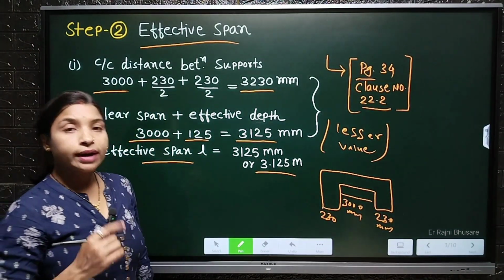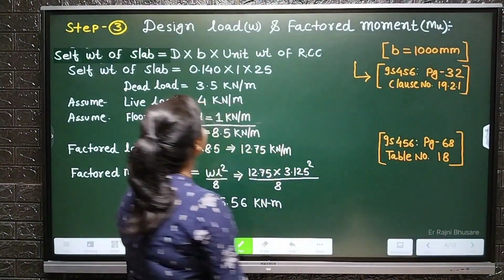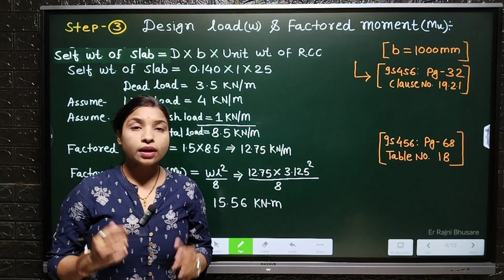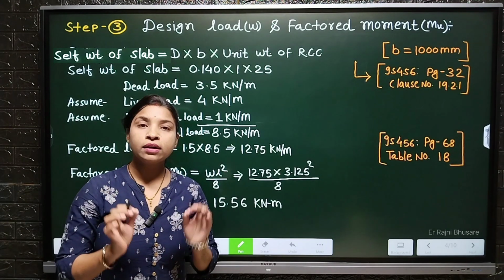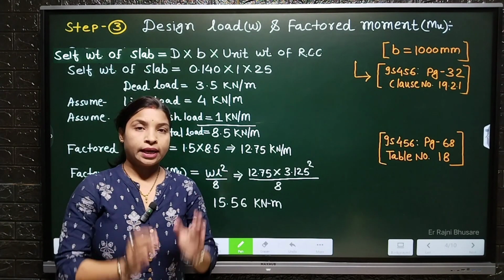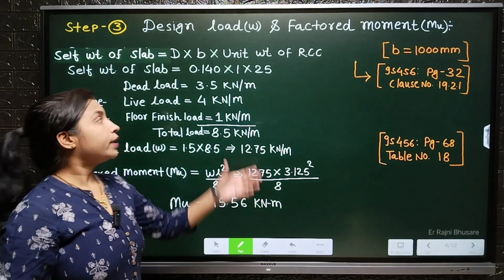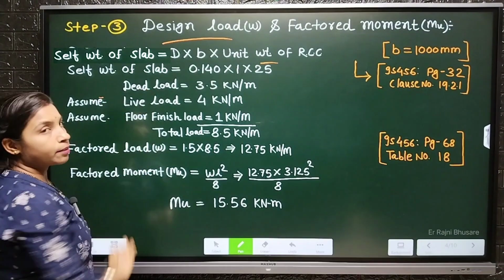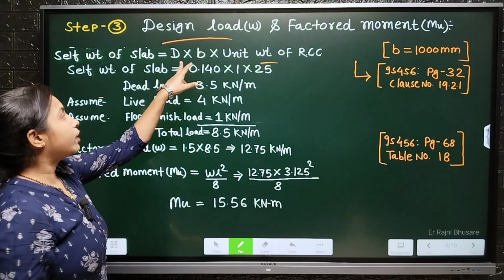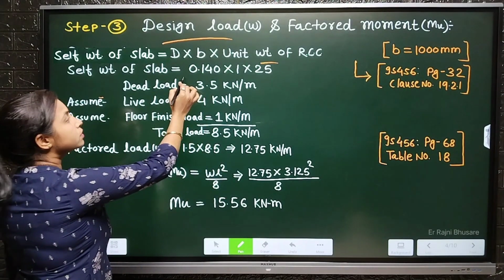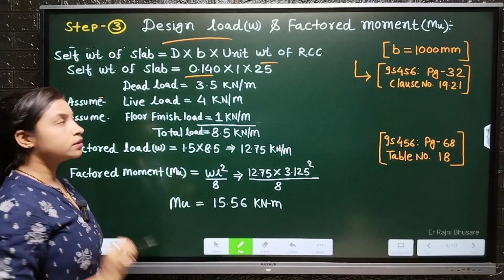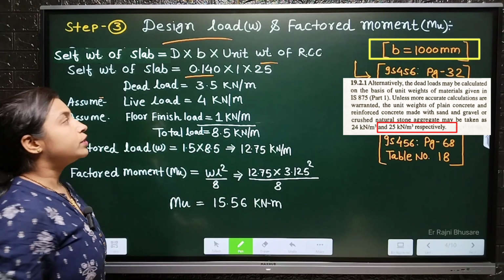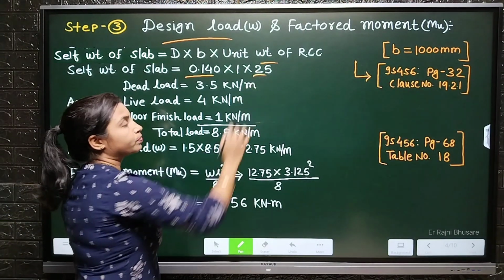Is that clear? Our next step is to determine the design load and factored moment. Design load calculation is very important in a one-way slab, as it tells how much load a particular slab is carrying. You can see here the self weight of slab. Here we assume overall depth 140 mm, and in meter the value is 0.140, and our width is 1, and unit weight of RCC is 25 kilonewton per meter cube. Is that clear?